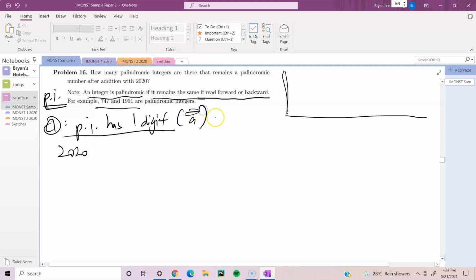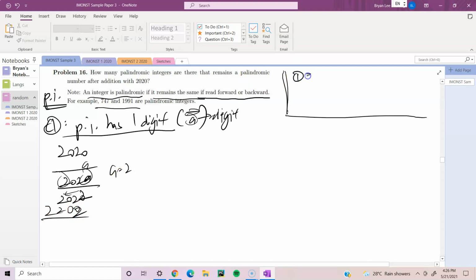And then this line above the a just means that this a is a digit. It's not a number, okay? So 2020 plus some a would be 202a. Since we want it to read the same forward or backward, a must be equal to 2. But we see 2022 is not the same read forward or back. So 2202, how are they the same? So none of these work.